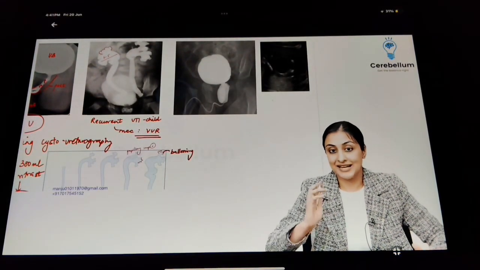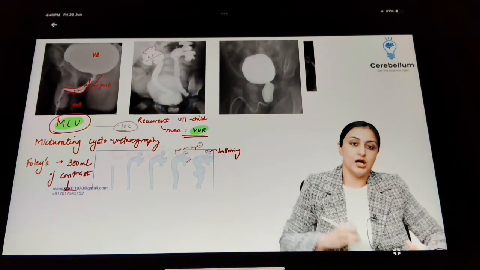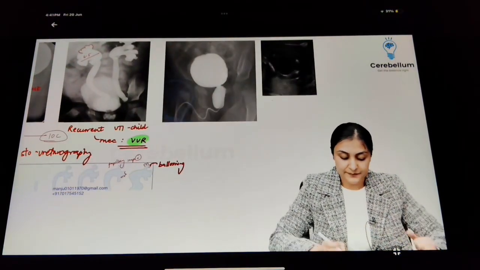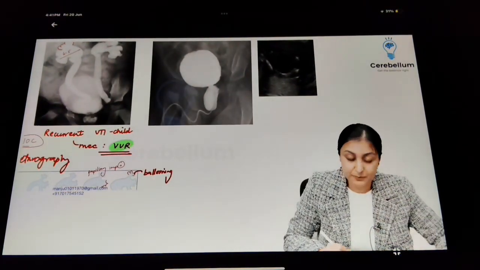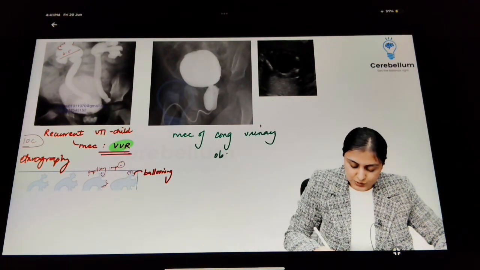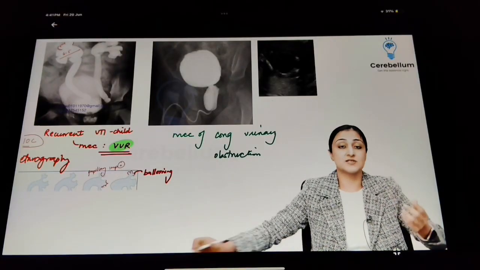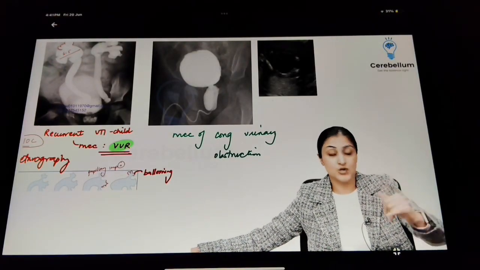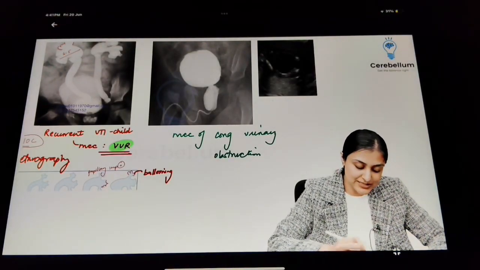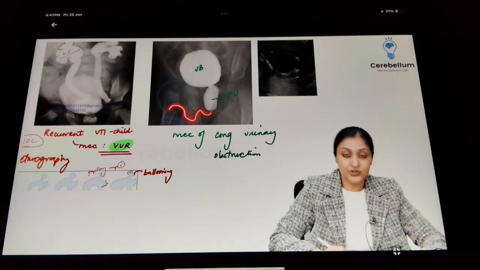So this is what you need to know: for VUR, the investigation of choice is MCU. Another condition where MCU is the investigation of choice is where a child comes to you with dribbling of urine. This is the most common cause of congenital urinary obstruction. It may present in utero in very severe cases, but most of the time it presents after birth as dribbling of urine or a poor urinary stream. So what is the diagnosis? You did the MCU, you can see this is the bladder, and the posterior urethra is dilated, and then the anterior urethra is almost not visualized.